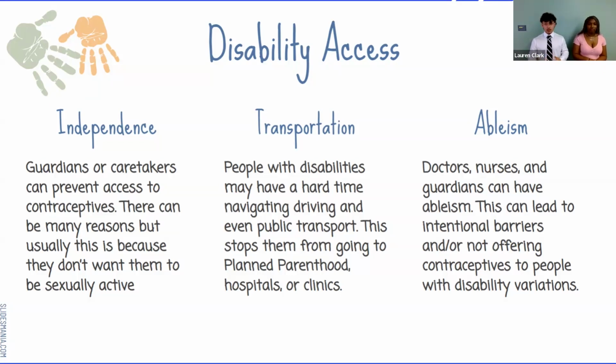And finally, ableism in doctors, nurses, or even the guardians, where these services aren't provided or aren't even suggested to certain patients just because they aren't believed to have that sexual freedom or have the capabilities that people without disabilities may or are seen to have.